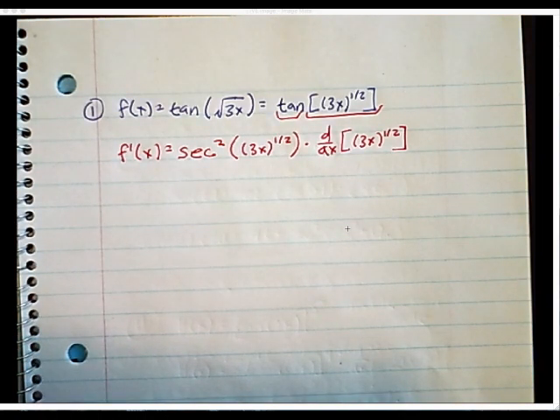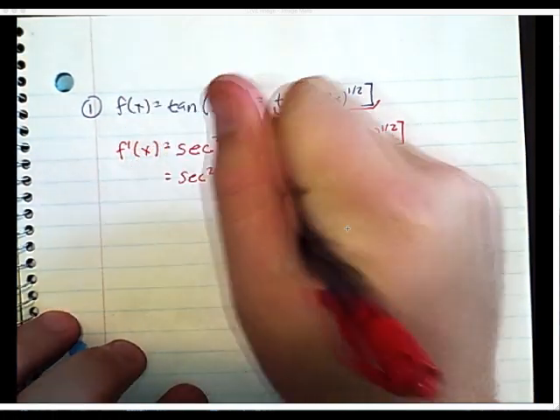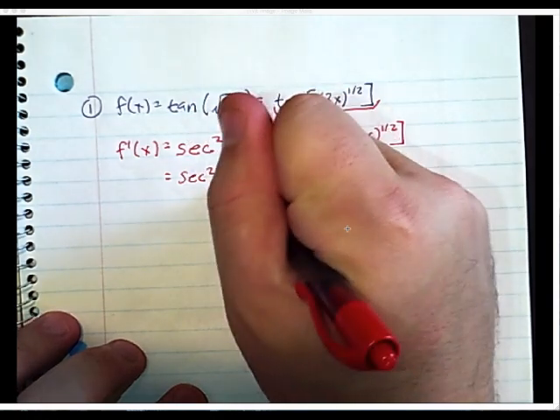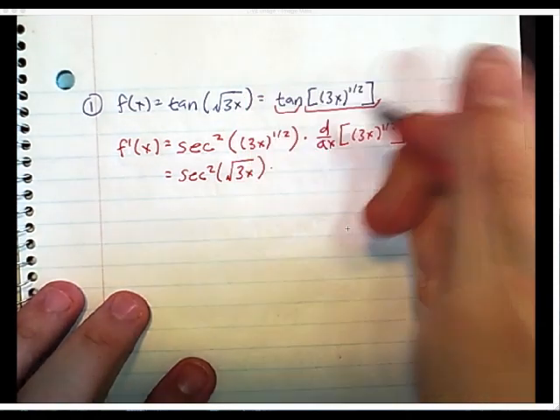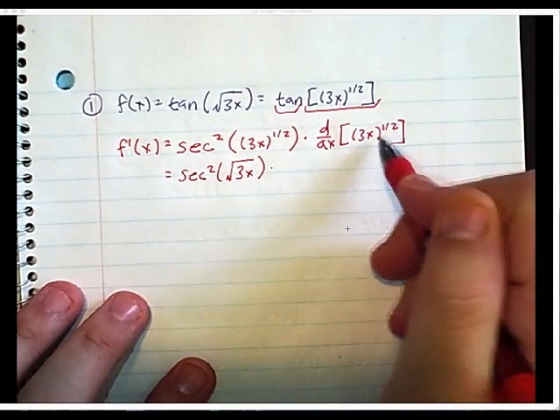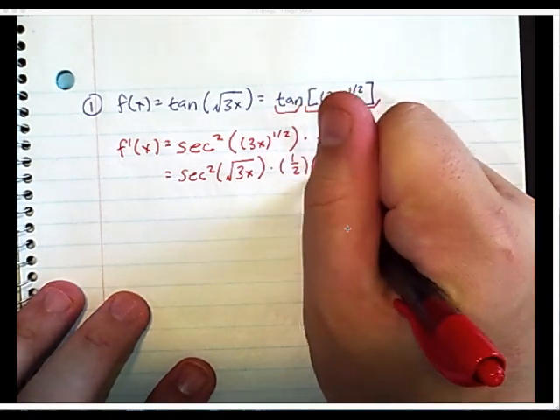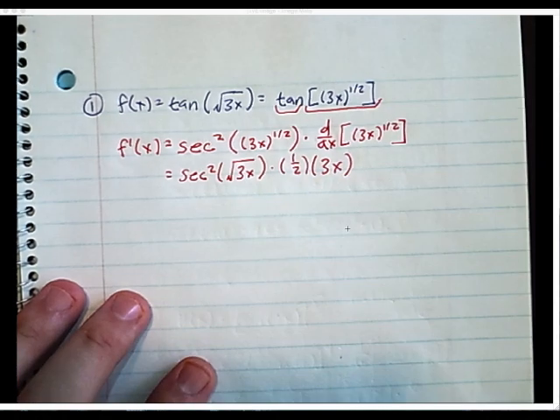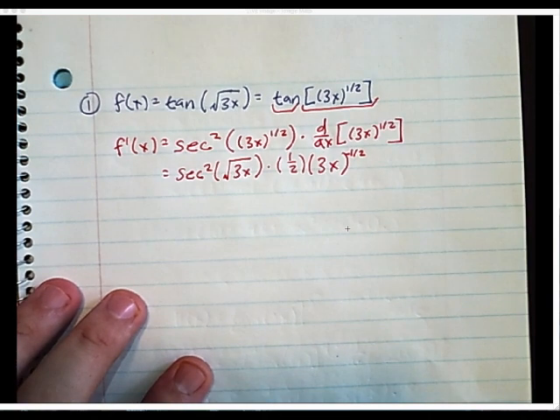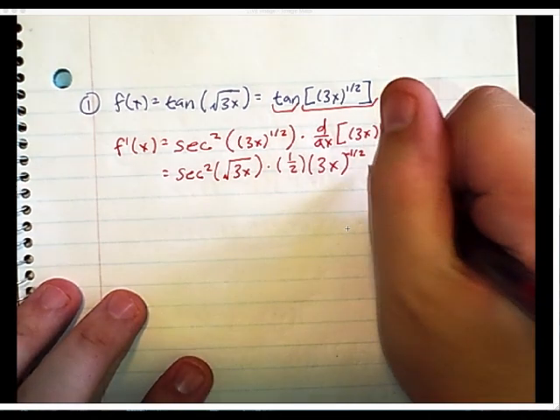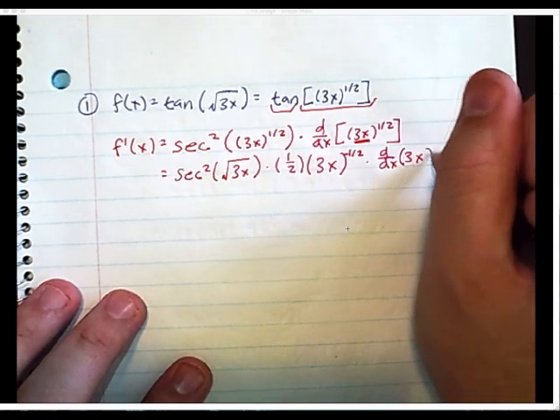All right, so let's go ahead and keep simplifying this. Okay, so secant squared of this thing, which is just root 3x. Okay, I'm just going to leave it like that. Now, how do I take the derivative of this thing? I'd have to do the chain rule again. The 1/2 comes out front. 3x, but that gets taken to the negative 1/2 power now, because you got to subtract 1. Okay. Times the derivative of the inside function, which is now 3x.